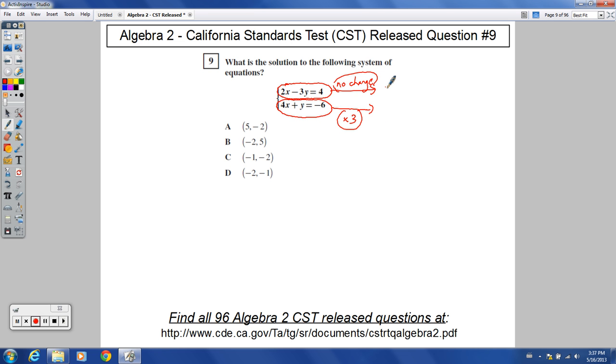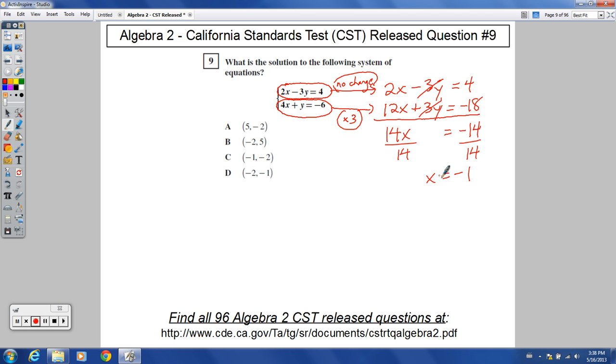Times 3 here, we've got 2x minus 3y equals 4, no changing anything there. And then down here we'll have 12x plus 3y equals negative 18. Multiplied everything by that same number. From there the y's will cancel. Aha! Then we have 14x equals negative 14. So very easy, I think, to get x by itself. By dividing by 14, we've got x equals negative 1.